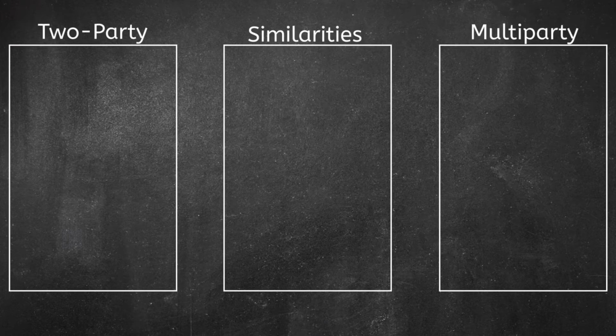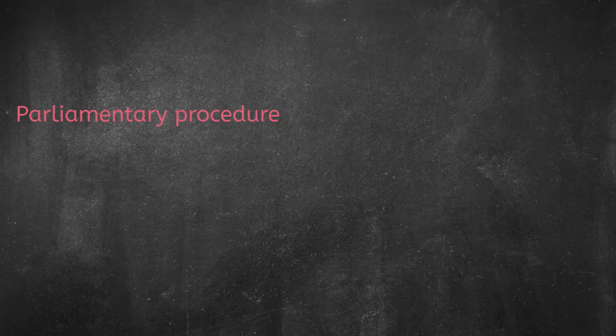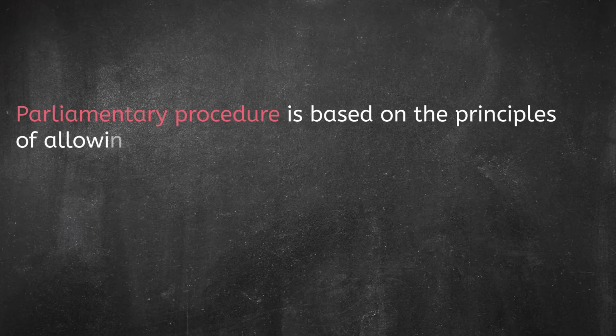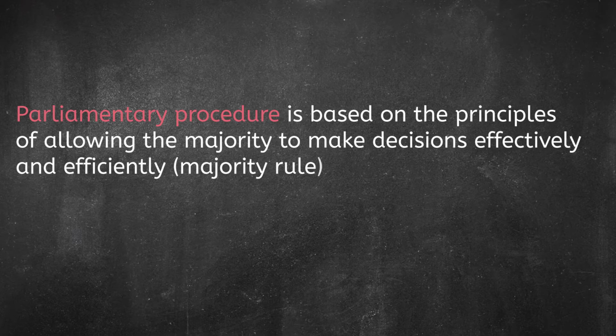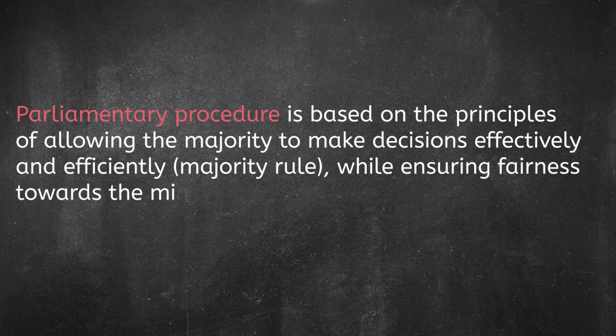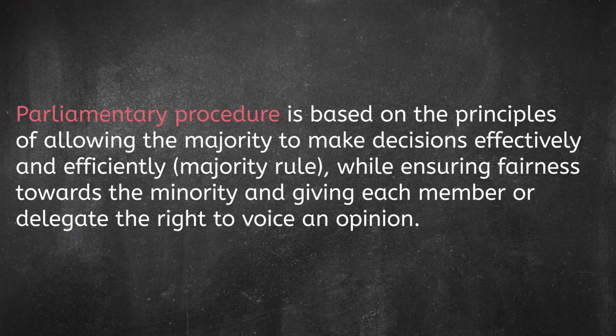Let's do some comparisons. First, let's look into the two-party system versus the multi-party system. What do they have in common? Well, both of these systems rely on representative or republican processes, such as parliamentary procedures. Word alert! Parliamentary procedure is based on the principles of allowing the majority to make decisions effectively and efficiently, majority rule, while ensuring fairness towards the minority and giving each member or delegate the right to voice an opinion.